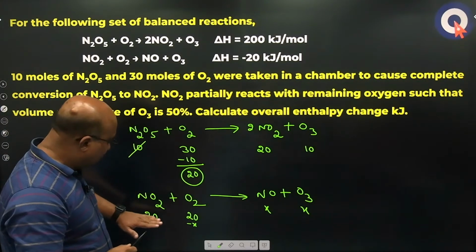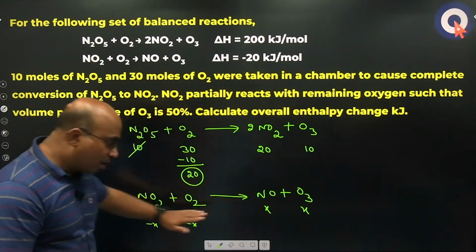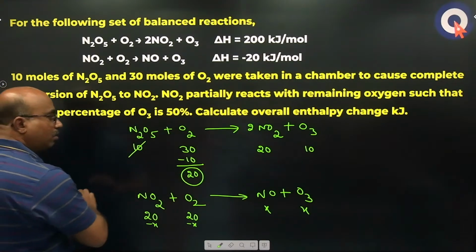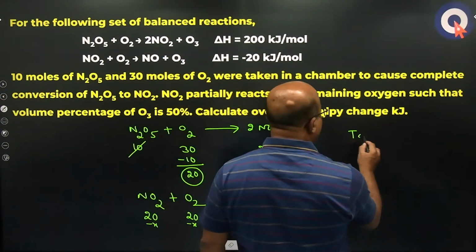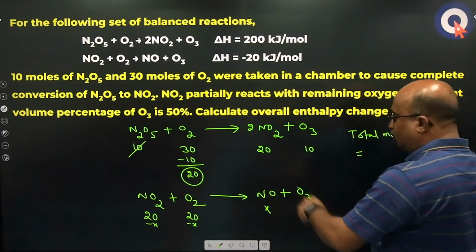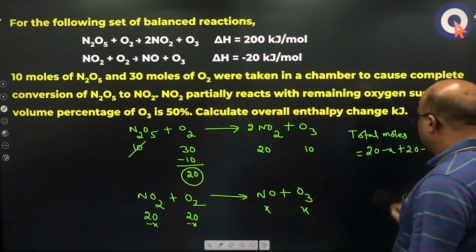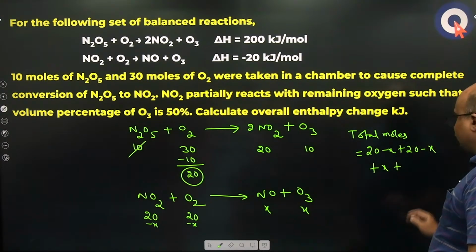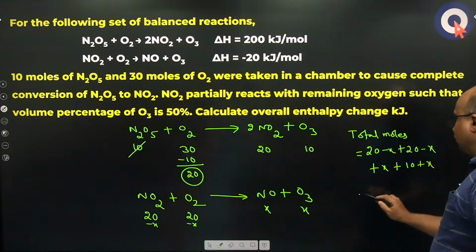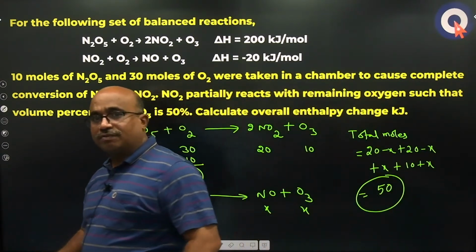Finally also, in this X reacts, you will get X. So the overall total moles again remains the same. So what is the overall moles? Total moles after complete reaction is what is left: 20 minus X, plus 20 minus X oxygen, plus X NO, plus 10 plus X. So here X will cancel, it will be totally 50 only. That is what we had at the initial stage after the first reaction also.